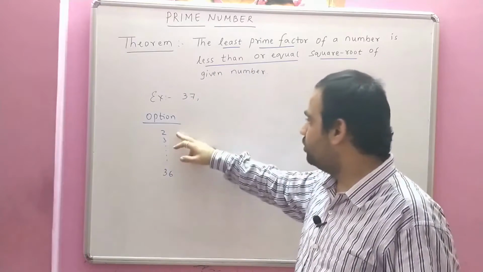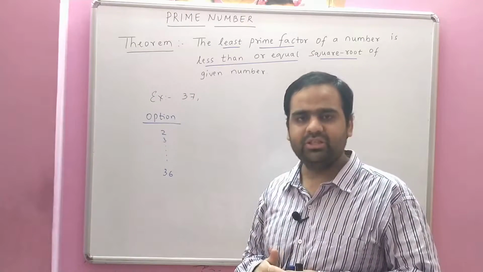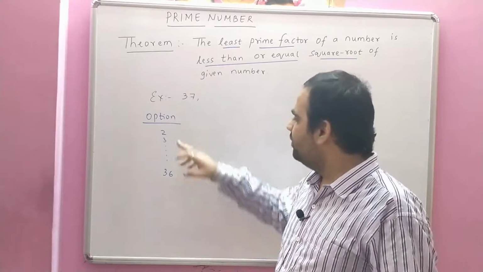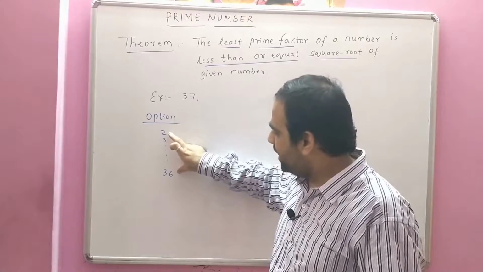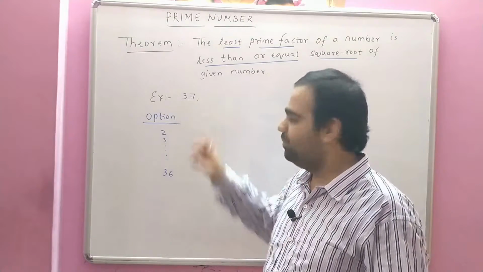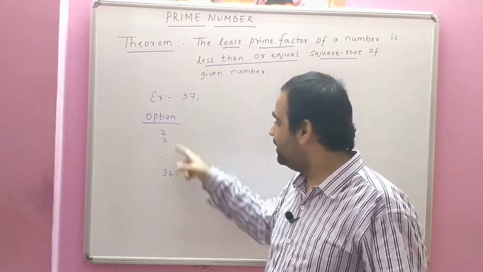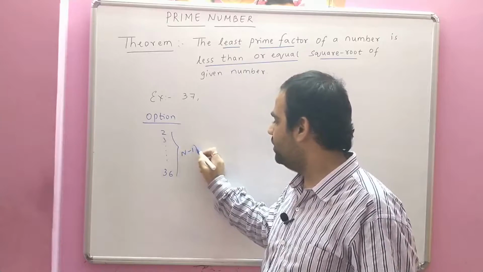You say 2, 3, 4, 5, so on up till 36. Why we start from 2? Because 1 is divisible by each and every number, and the prime number says a number which is divisible by 1 and itself. Therefore, we do not take 1, neither we take the number itself. The in between 2 and 36. Now, if any number is n, how many possible things you will try to divide? It is n minus 1 possible things you will try to divide.